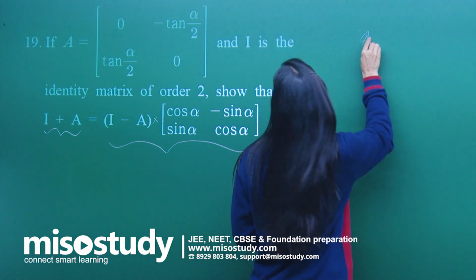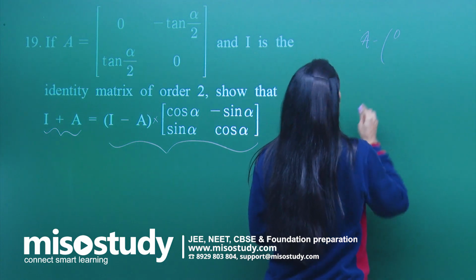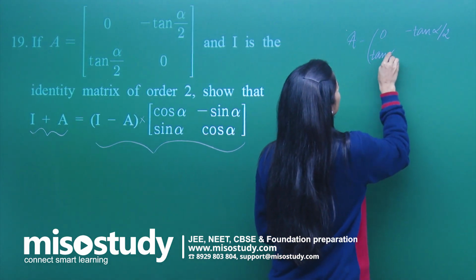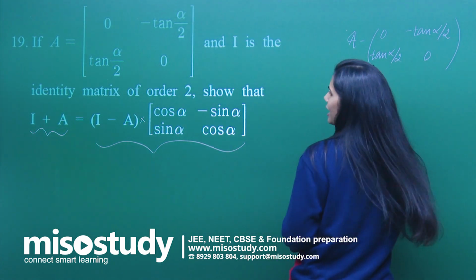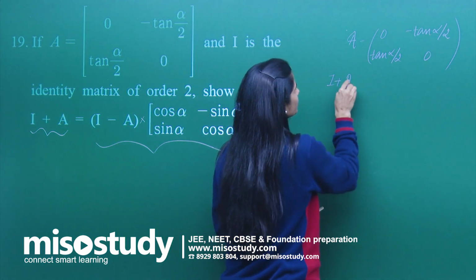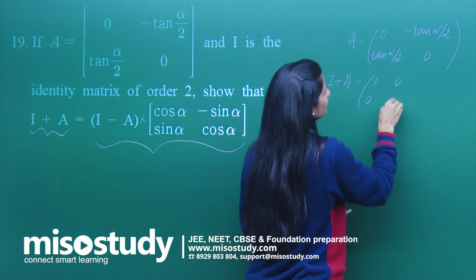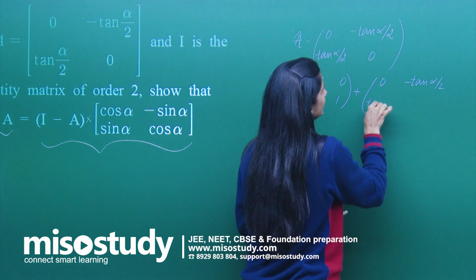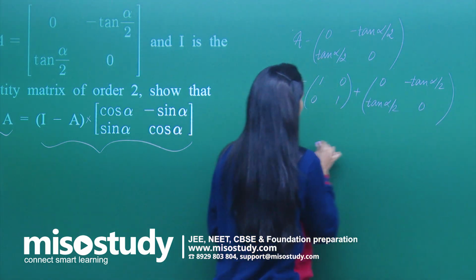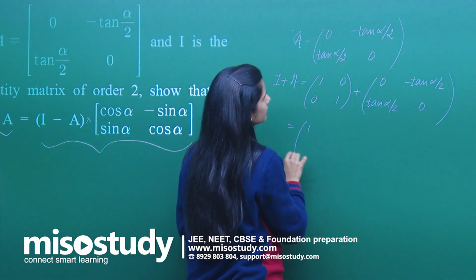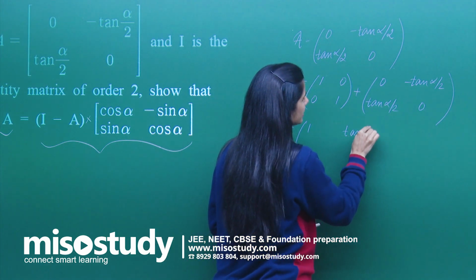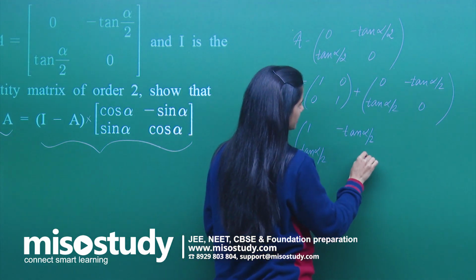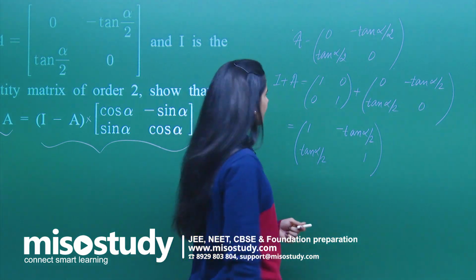How do you prove that? So, you have A as 0, minus tan alpha by 2, tan alpha by 2 and 0. I have to show I plus A, which is which matrix? 1 0 0 1 plus 0 minus tan alpha by 2, tan alpha by 2, 0. I plus A is what? 1 plus 0 is 1, 0 minus tan alpha by 2 is minus tan alpha by 2, 0 plus tan alpha by 2 is tan alpha by 2, and 1 plus 0 is 1. Okay, this is I plus A.